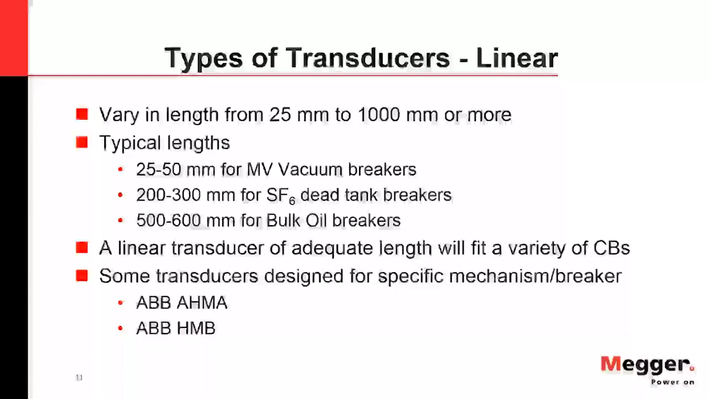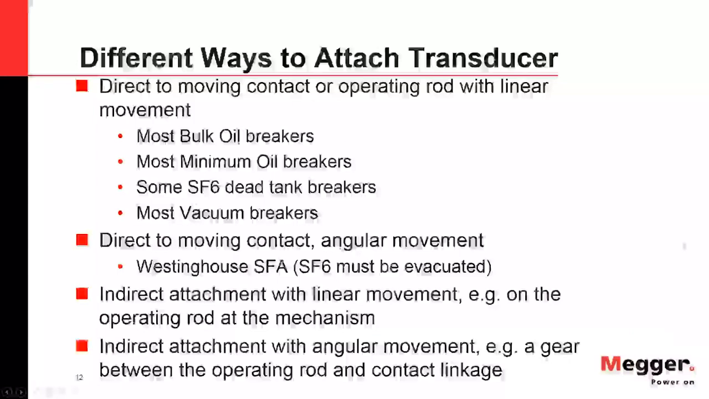You could take a 200 or 300 millimeter transducer and hook it up to a vacuum circuit breaker and still measure it. It's just that sometimes physically it's not easy to hook up a larger transducer in that small area or small volume that you have inside a vacuum circuit breaker to connect to those contacts. So you'll also see there are special transducers out there that are designed specifically for a mechanism, such as the ABB HMA and their newer HMB, where that transducer actually has to go directly into that mechanism and is a one-to-one with how those interrupters are traveling.